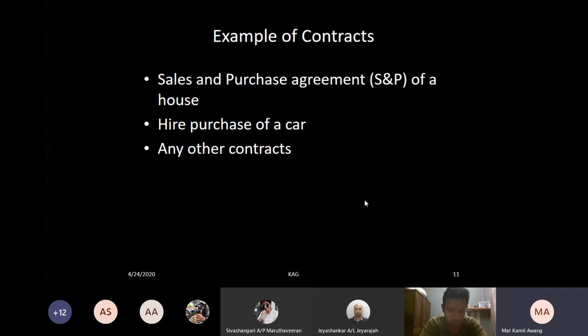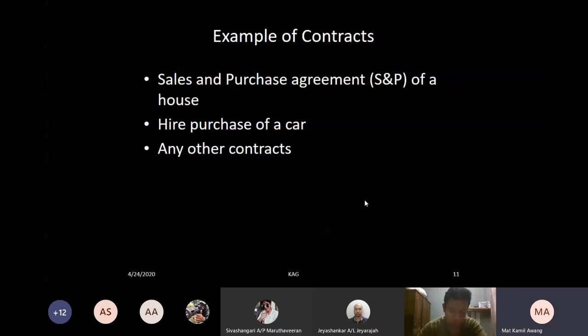Okay. Examples of contract: sales and purchase agreement, hire purchase, and any other contract. Hire purchase is basically when you buy a car, you sign a contract with a bank to take a loan, and you pay monthly installments until you complete your installments. Then the car will become yours. Before that, the car is not yours. The car actually belongs to the bank, is assigned to the bank.